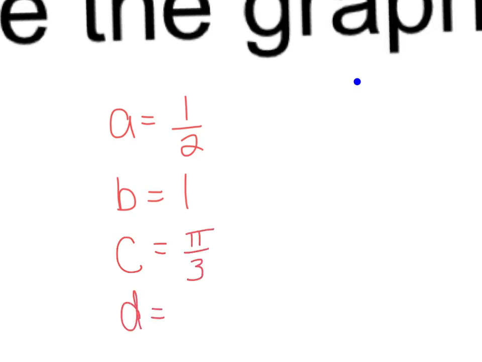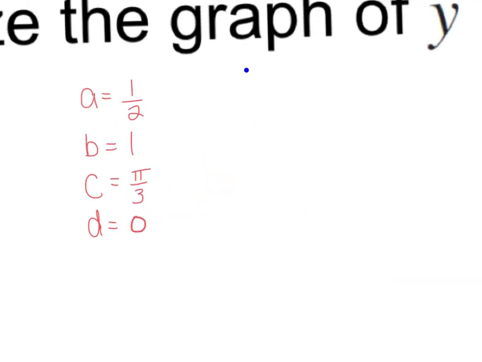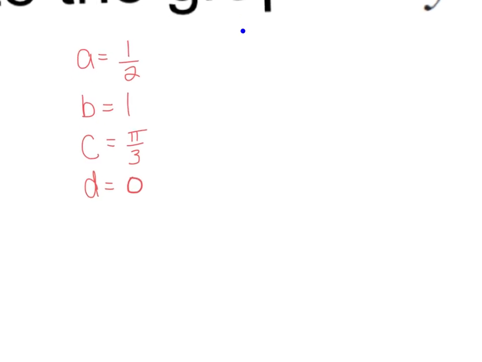And D is going to be, excuse me, our vertical shift up and down. Does this graph move up and down? Are we adding or subtracting anything at the end? No. Okay, good. So our D is 0. So in order to get my graph set up, I need to know my starting point, I need to know the time period, and I need to know the increments. I need to know how far apart each little space is.